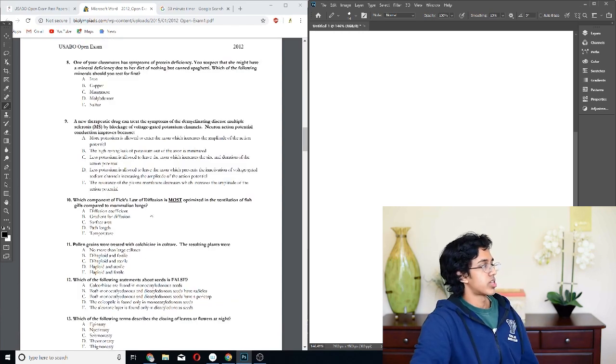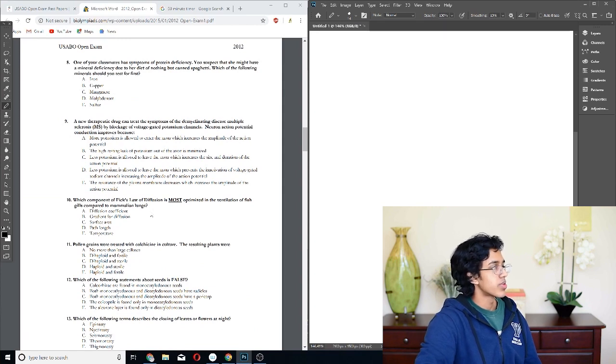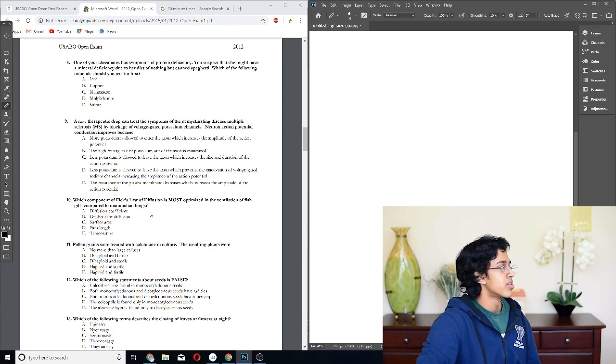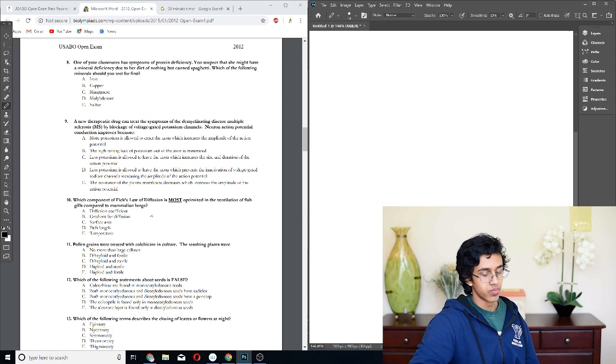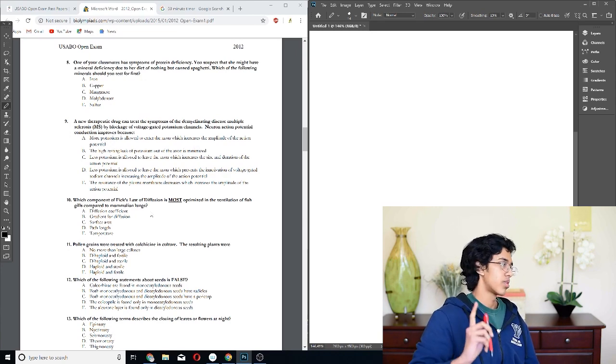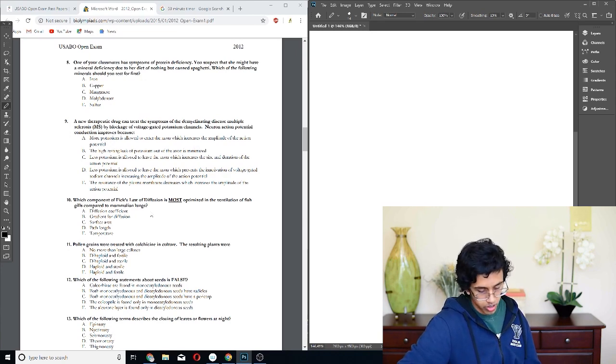One of your classmates has symptoms of protein deficiency. You suspect that you might have a mineral deficiency because... nice, canned spaghetti. I respect that real good. Okay, so which mineral should you check? So I think... which one is necessary for amino acids? I'm pretty sure sulfur is a common thing for amino acids. I haven't memorized the mineral stuff yet. That is a good thing to memorize right before the competition. So I'm gonna go with E.